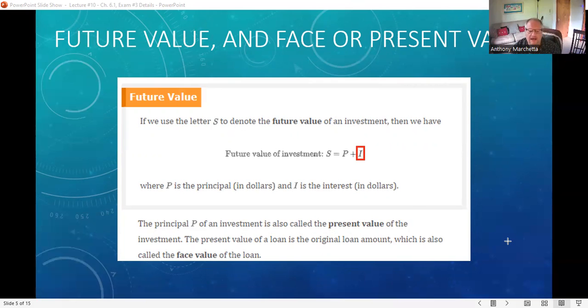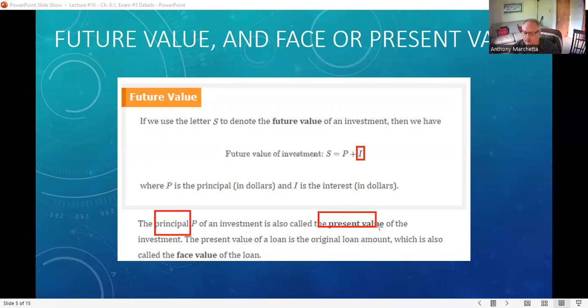All right, so there's some fun, interesting vocabulary here too, by the way. The way you call S the future value, you call P the present value or the principal, or you could also call it the face value of the loan. So all of those words, face value, present value, and principal, are all synonyms.